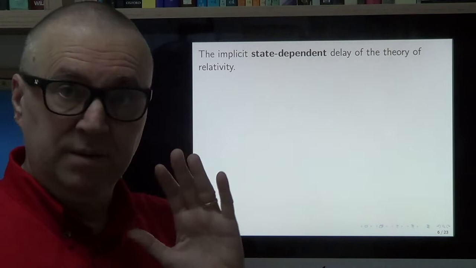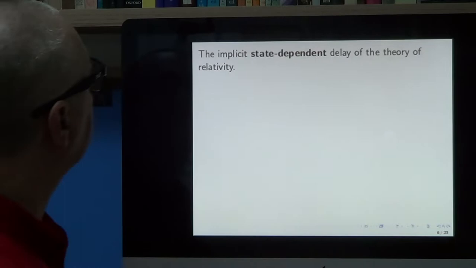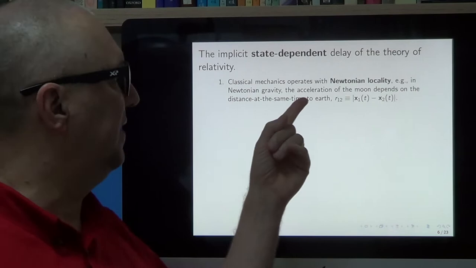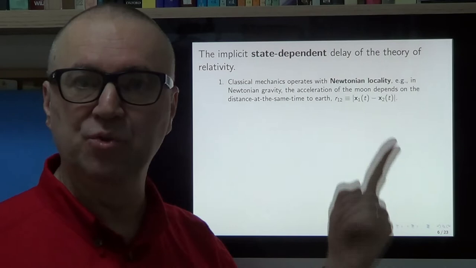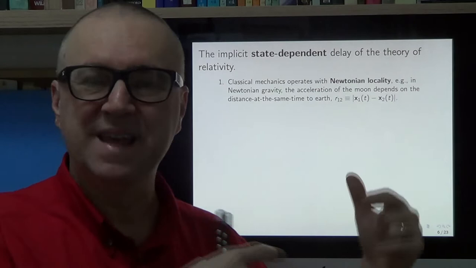Now, important for mathematicians that study state-dependent delay, the implicit state-dependent delay of the theory of relativity. Classical mechanics operates with Newtonian locality. For example, in Newtonian gravity, the acceleration of the moon depends on the distance at the same time to Earth, which is x1 of t minus x2 of t, and r12 is the distance of these two coordinates measured at the same time.